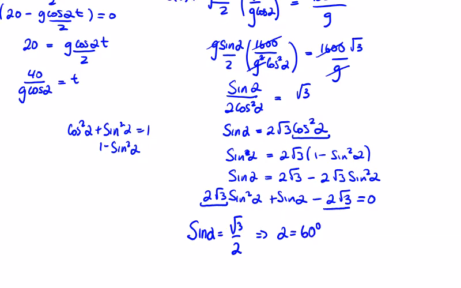So the sine of 60 is root 3 over 2, and the cos of 60 is a half. So you can see how you'd end up with the 2's cancelling. We get a root 3 over 2 on the right as well. So alpha is equal to 60.